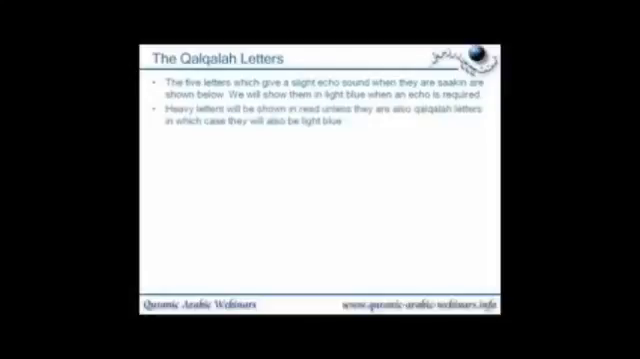Okay, and we will show them in light blue when an echo is required. Heavy letters will be shown in red unless they are also qalqala letters, in which case they will also be light blue. So when we have some letters with sukun, i.e. they're sakin, and they require an echo, we're going to draw them in light blue. Some of those letters are also the heavy letters, which in most of our lessons we've shown as a sort of dark red. So in that case we won't show them as dark red, we'll show them as light blue because the echo is more important in this case.